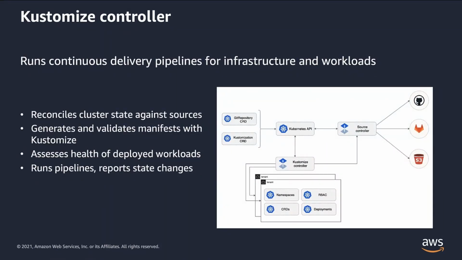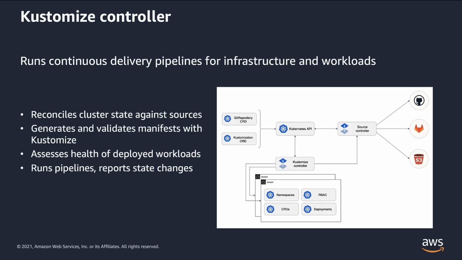So then you have the Kustomize controller. This is the thing that actually runs the pipelines within the cluster, right? This is the workhorse of actually making the changes in the cluster. It reconciles cluster state constantly. This is configurable, but it's basically constantly looking at what's happening in the cluster, and it compares it to the sources. And it generates and validates manifests with Kustomize.